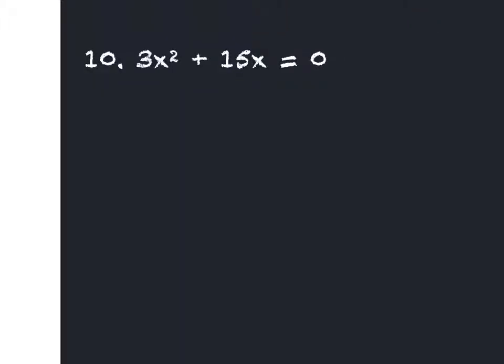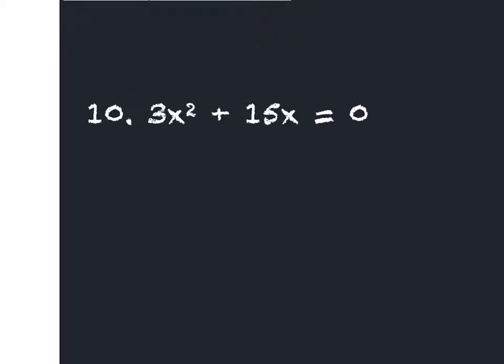All right, now this is not a trinomial. So how would you factor this? Well, looks like we have greatest common factors here. It looks like we have a 3. A 3 is the greatest common factor of 3 and 15. So we could actually factor out a 3.